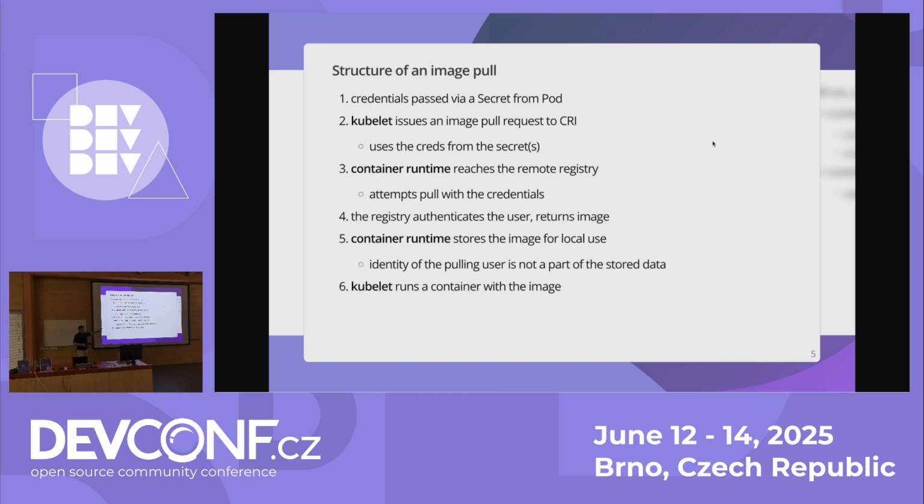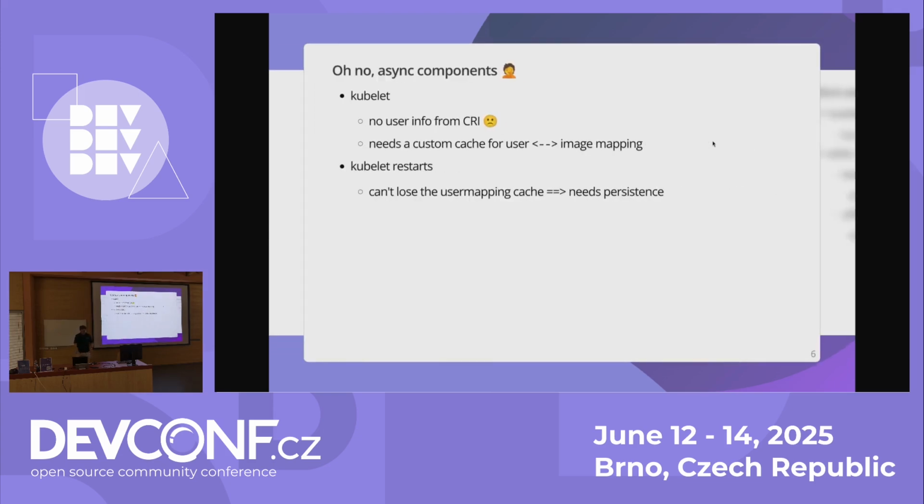Because then kubelet has no way to know that this was the user, and whether it's fine if this next set of credentials that I'm getting can access this image, right? And so you can see we've got some async components. We've got kubelet, and we've got the container runtime, and they don't necessarily share the information that we want, right? The kubelet doesn't get user information from the container runtime interface anyhow, or from the container runtime.